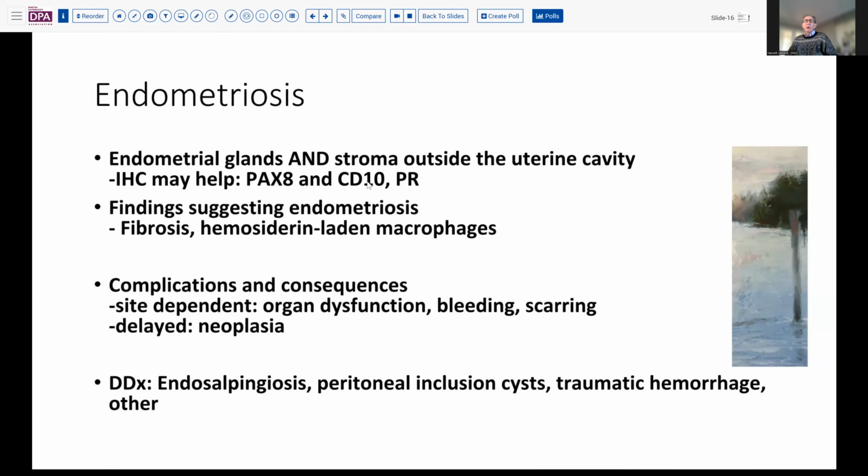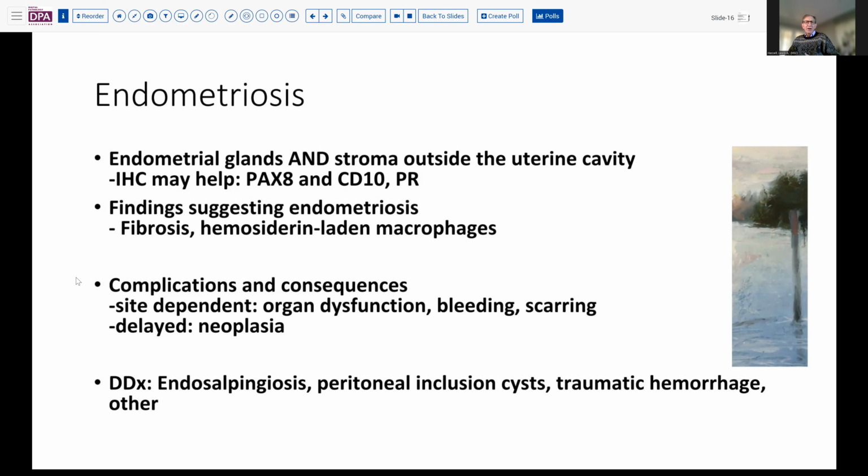Endometrial glands and stroma are required for the diagnosis. In addition to CD10 stains, sometimes progesterone receptor can be useful to identify endometrial type stroma. And certainly PAX8 could highlight the endometrial type glands if you're in a structure like the bowel, where you would not ordinarily find PAX8 positivity. Sometimes we don't find both of those. We only see features that suggest endometriosis, areas of scarring, fibrosis, or hemosiderin-laden macrophages, or acute hemorrhage, slightly altered stroma that may or may not be completely convincing for endometrial type stroma.